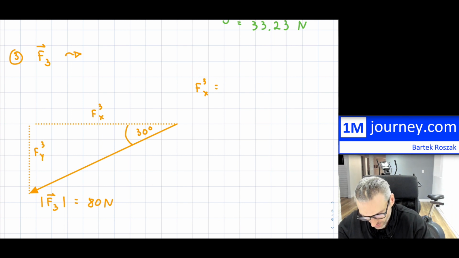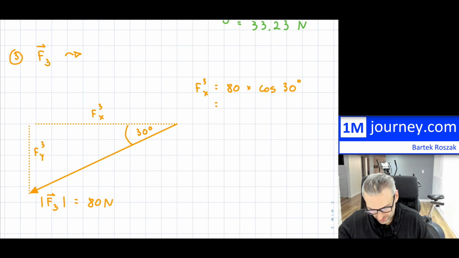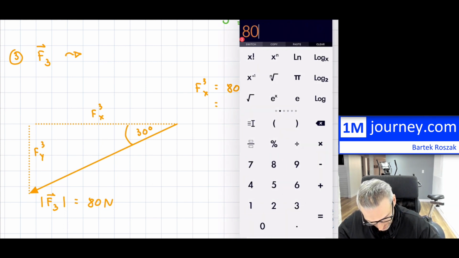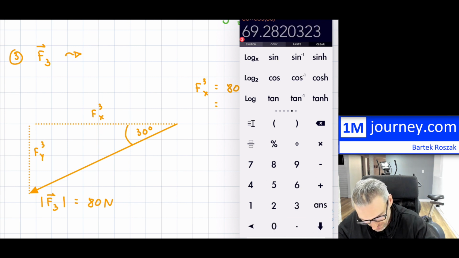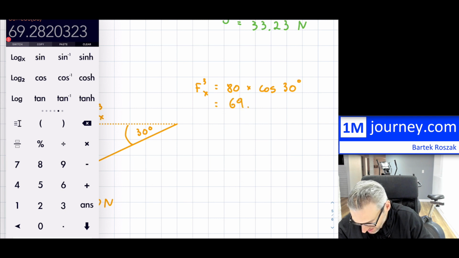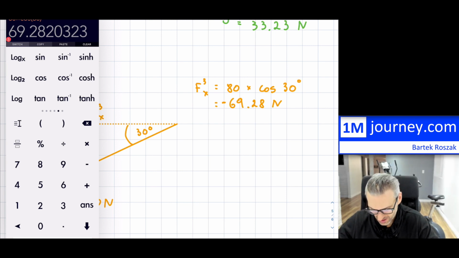So if you're breaking this down, I can find out what that x component is. It's going to be 80 newtons multiplied by cos of 30. Cos of 30 is going to be square root of 3 over 2. So I can calculate what that is. Let's just punch it in here: that multiplied by cos of 30. So this is approximately 69.28 newtons. But I'm going to put a negative because it's to the left.